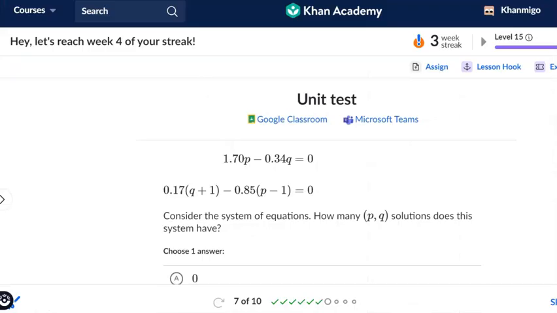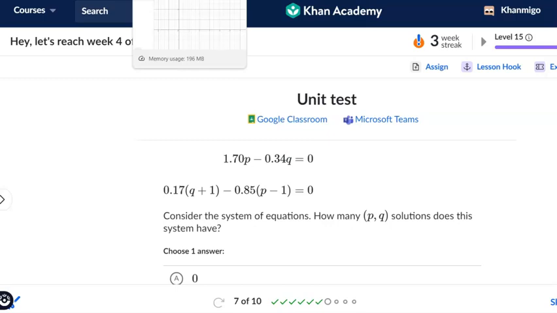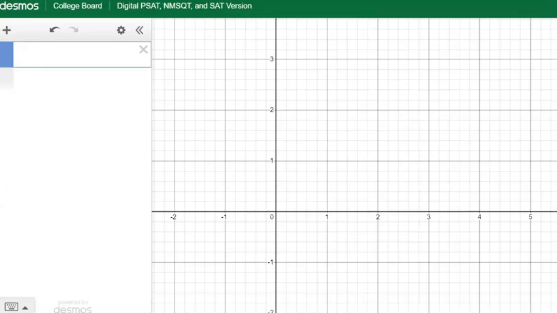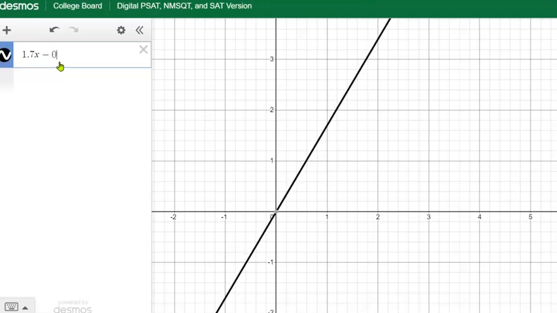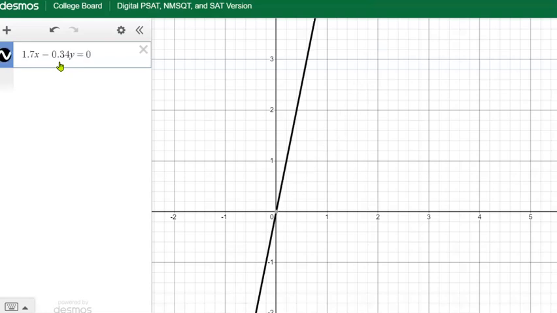First one is 1 point. Well, Desmos only recognizes X and Y, so it would be 1.7X minus 0.34Y equals 0. And there is the line. All right, we can do another line.